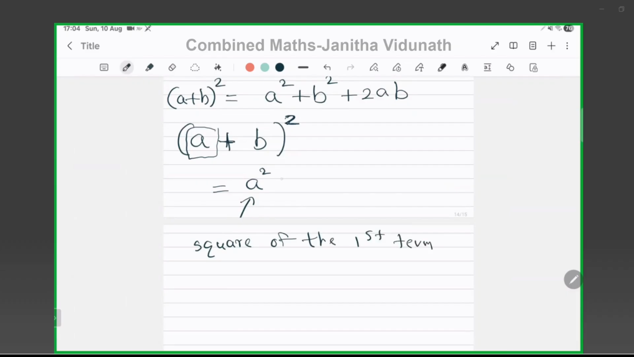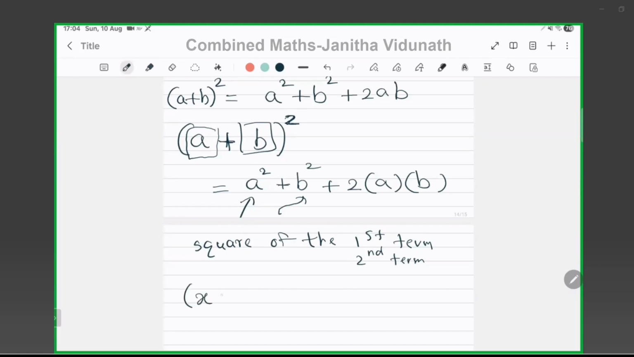Then we get the square of the second term. B square is the square of the second term. Then we get 2 times the multiplication of these two terms, A and B. Let me repeat again.